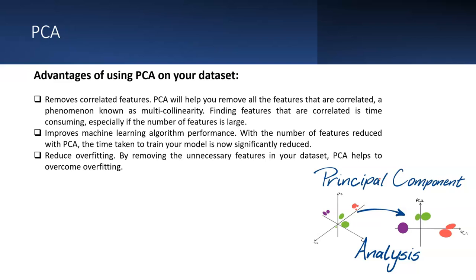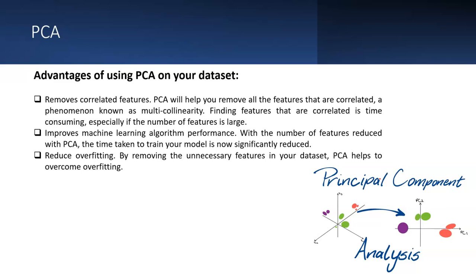Sometimes it removes the correlated features, because for example two features might be similar, like phone number and email. Sometimes we need just one of them, email or phone number, or like permanent address and home address. We just need one address. PCA will help you remove all the features that are correlated, a phenomenon known as multicollinearity. So that is called multicollinearity. Related features are picked as one feature.